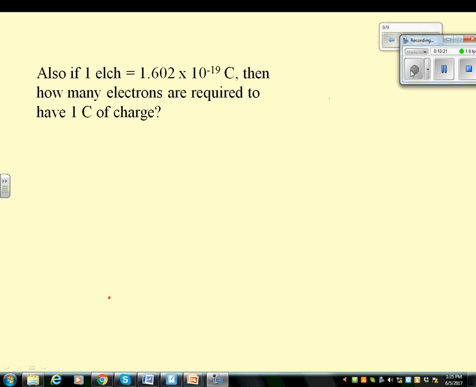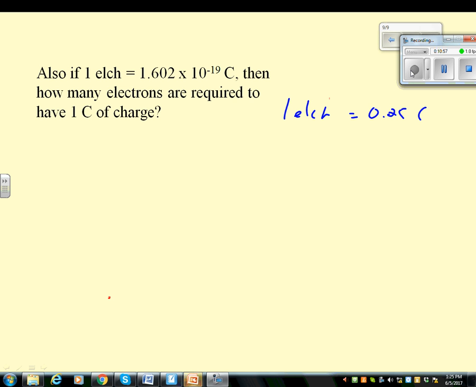1.602. No, one electron has 1.602 times 10 to the minus 19. So for example, let's just say that 1 elementary charge was equal to 0.25 coulombs. I'm going to need 4 of them to get to 1 coulomb, right? How'd you get 4? Well, you just know, 0.25, 0.25. Well, what if you take 1, divide by 0.25, what do you get?